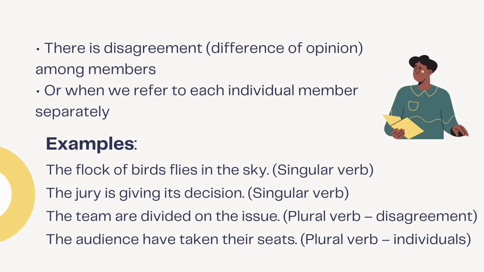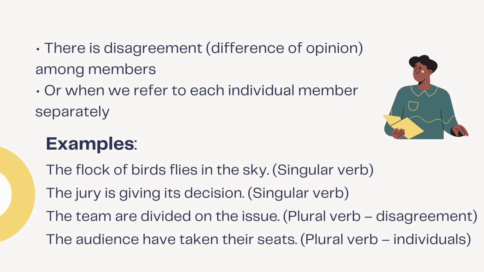Let's understand this with some examples. Collective nouns, verb usage. First, the flock of birds flies in the sky. Here, the flock is considered as one group, so we use the singular verb flies. Next, the jury is giving its decision. Again, the jury is considered as one unit, so we use is.